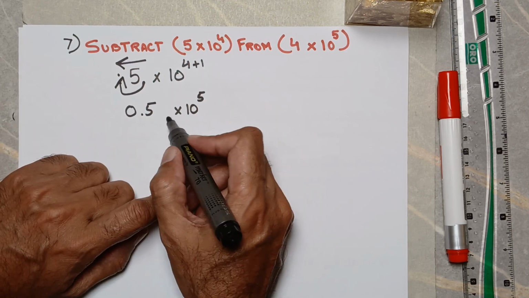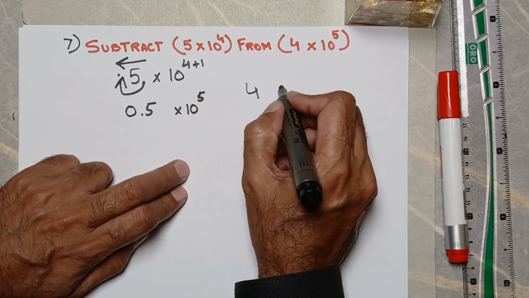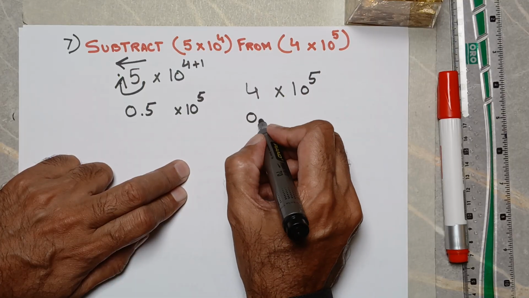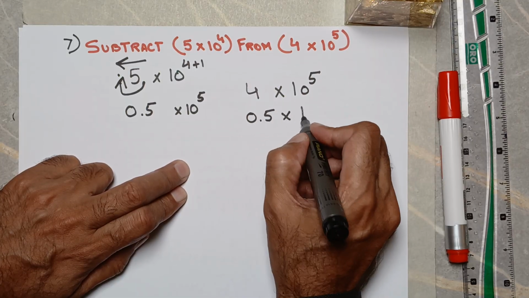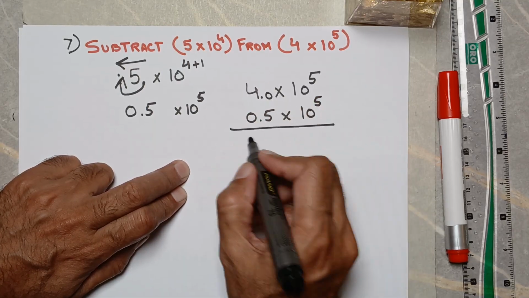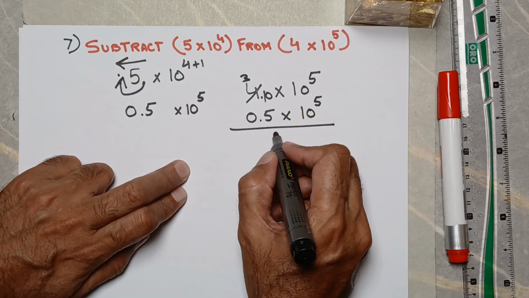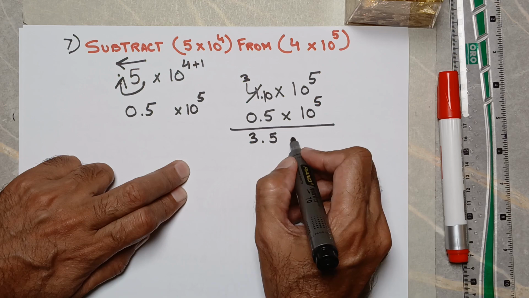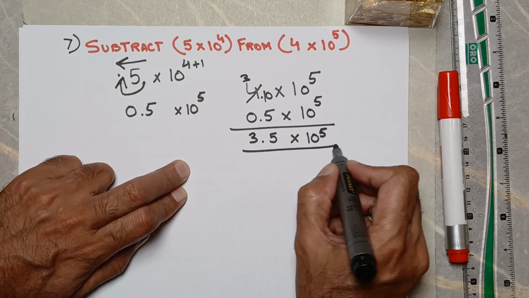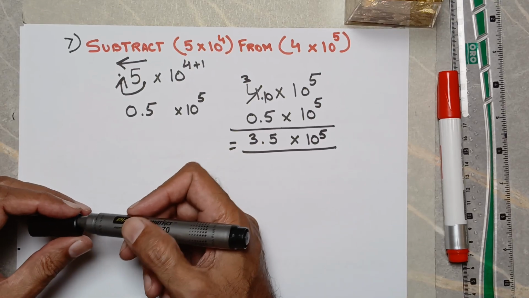Now we can easily subtract it from 4 times 10 raised to the power 5. Let me do it for you. 4 times 10 raised to the power 5, and here it is 0.5 times 10 raised to the power 5. So 0 over here, and here it will become 10, here it will become 3, 10 minus 5 is 5. 3.5 times 10 raised to the power 5 over here. So this is your answer. This is the end of this exercise.